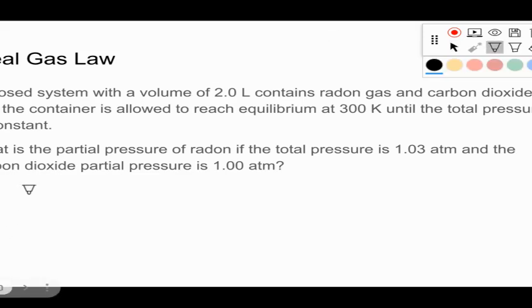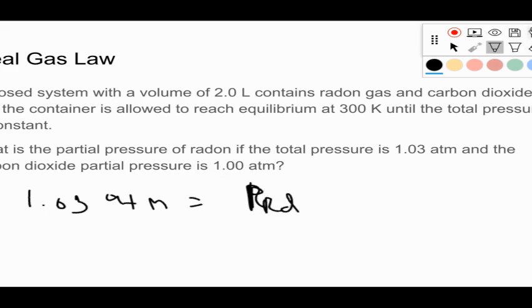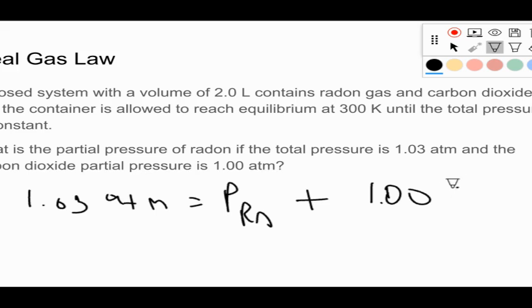Dalton's law of partial pressures. So it says total pressure is 1.03 atm. We're trying to figure out the pressure of the radon gas, which is Rn, the pressure of radon, plus the pressure of the carbon dioxide. So 1.03 minus 1 is going to give me just 0.03.